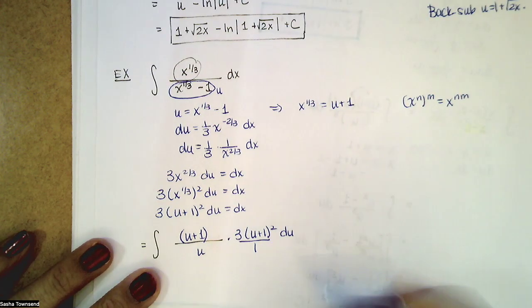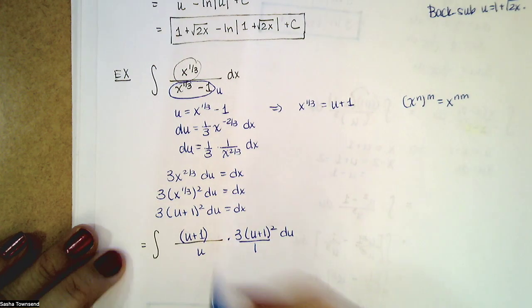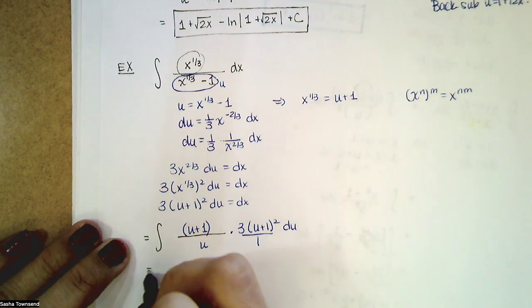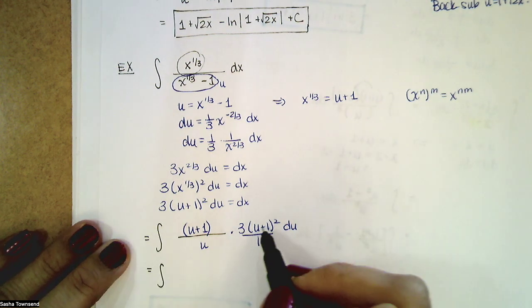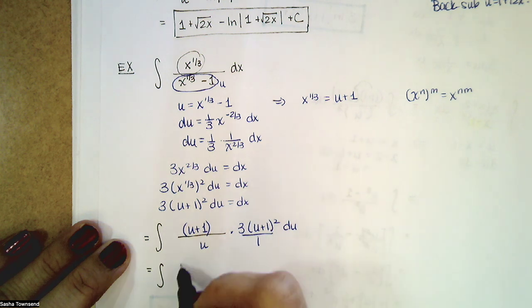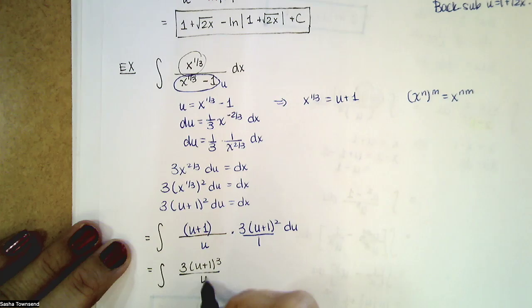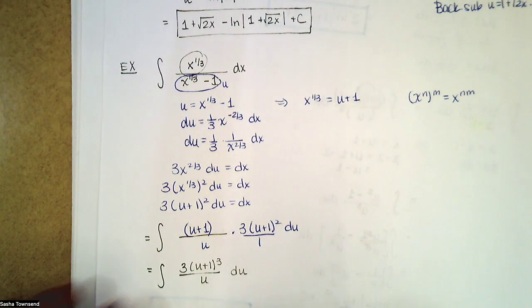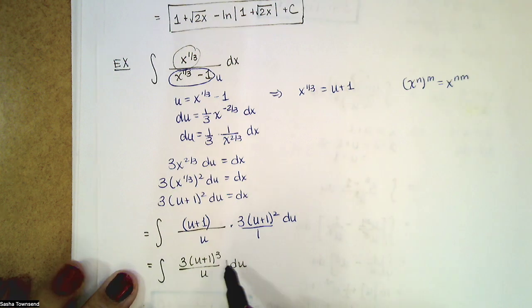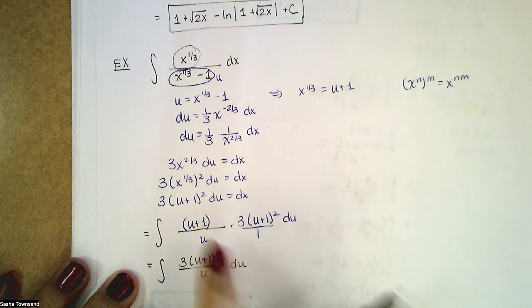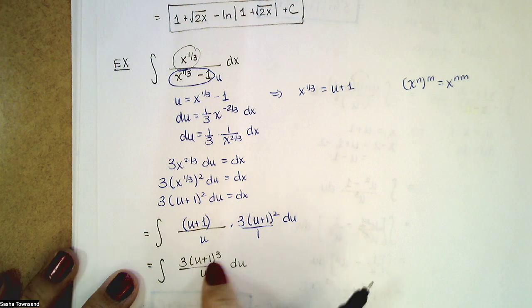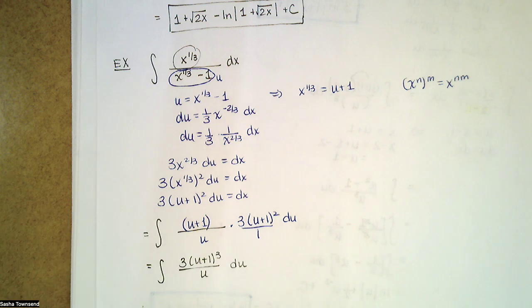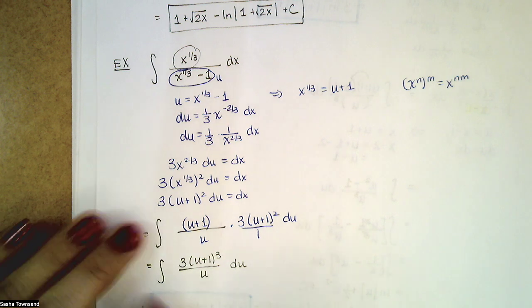Now, if I write this as a fraction, multiply the numerators, multiply the denominators. And what we have is 3 times u plus 1 squared times an extra u plus 1. That's going to be 3 times u plus 1 cubed divided by u times du. We say, do I have a rule for that? No. But I can write u plus 1 times u plus 1 times u plus 1, and I can distribute and evaluate that expression. And then I can divide each term in that expression by a u, and I should just be able to use the power rule. So it should be relatively straightforward.